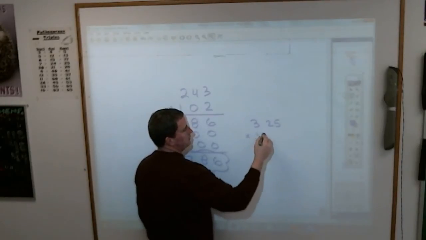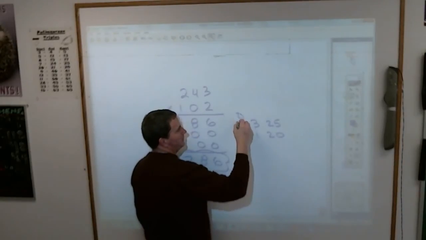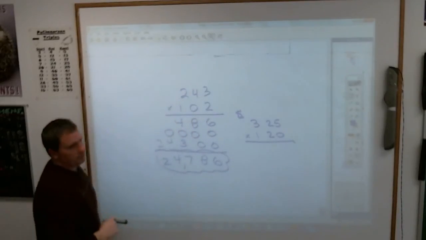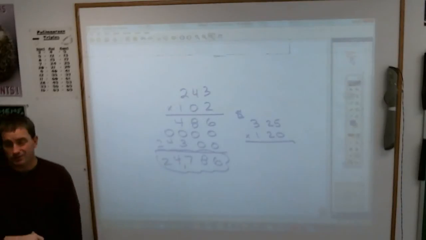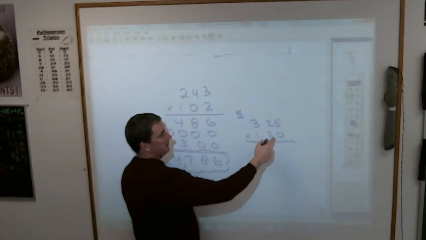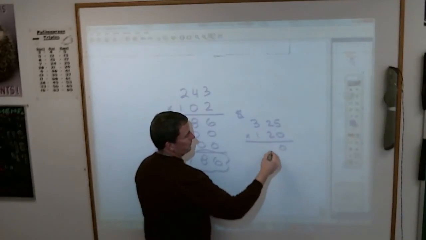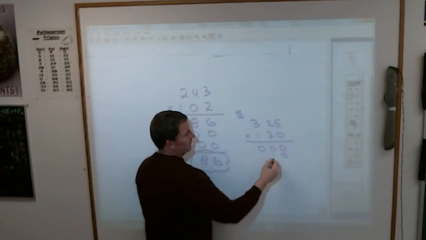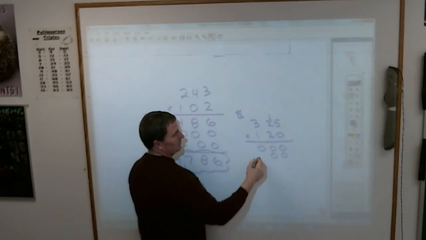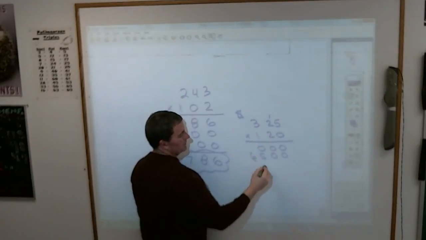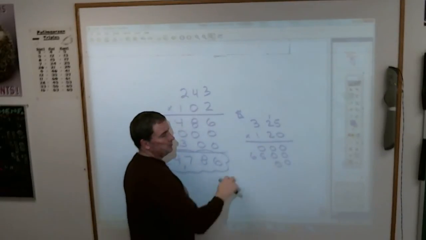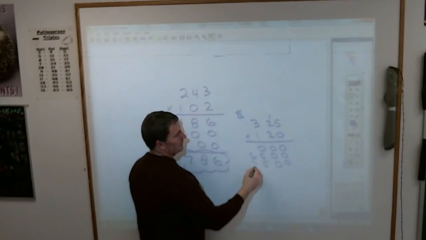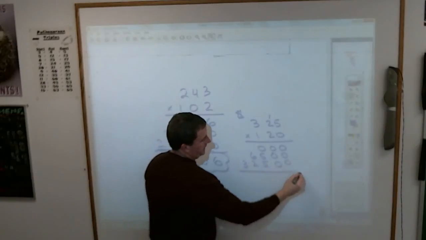$3.25 times 120. Just know that when you get your answer, what are you going to have to do to it? You have to make it dollars and cents. Multiply through by the 0. Put a 0 down because you're starting in the tens place. 2 times 5 is 10. 2 times 2 plus 1 is 5. 2 times 3 is 6. Put 2 zeros because I'm starting in the hundreds place. 1 times 5, 1 times 2, 1 times 3. Add them all together.